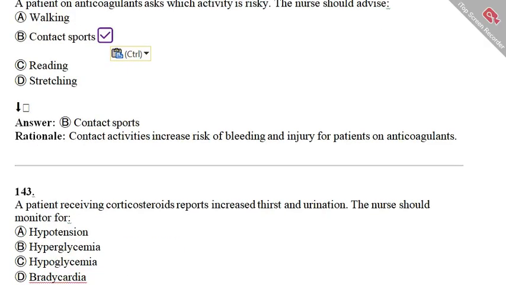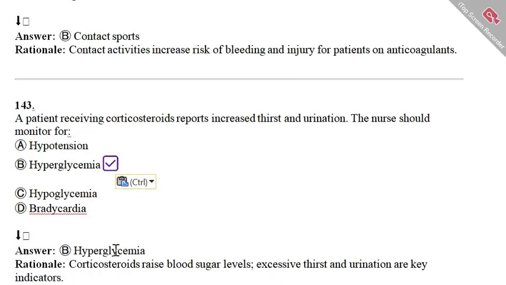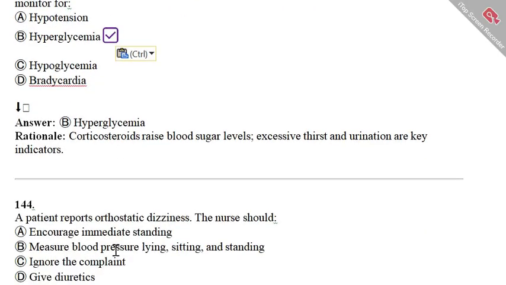A patient receiving corticosteroid reports increased thirst and urination. The nurse should. Increased thirst and urination should be your keywords. In this situation, the correct option is hyperglycemia. Option B. Let's move to the next question.